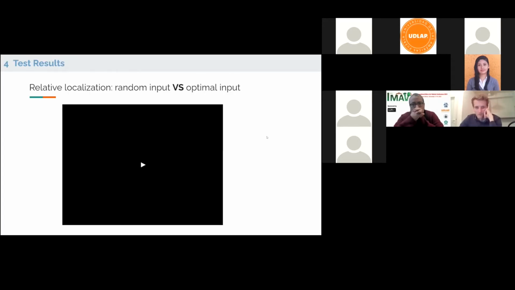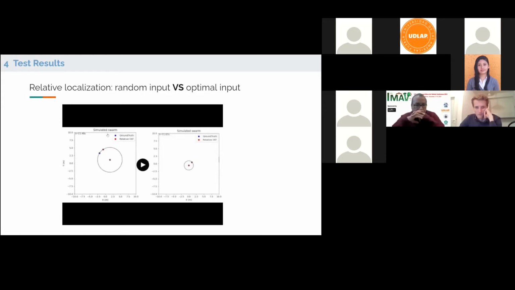So here's the testing results. The red dot means the estimated relative position of the second drone. The blue dot means the ground truth position of the second drone. So the left figure means the localization convergence with the random control inputs, like the random velocity inputs. The red figure is the test with the model predictive control inputs.